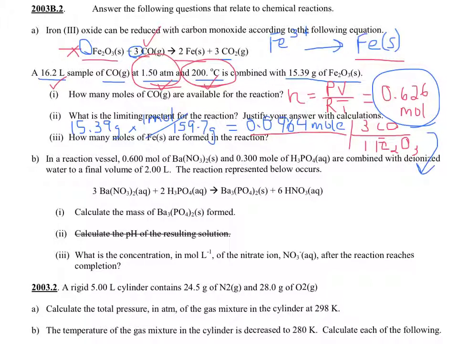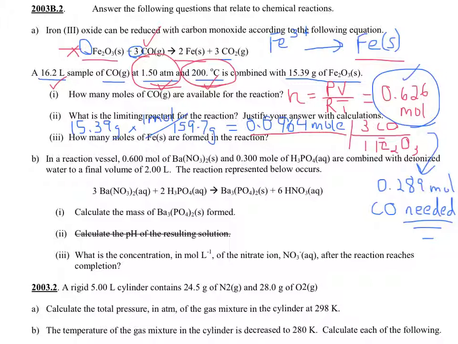And I'm running out of room. When we plug those numbers, we get 0.289 mole of carbon monoxide that is needed to react with the given amount of iron oxide that we have. So we need 0.289 moles. We have far more than that. We have 0.626 moles. So the carbon monoxide must be in excess. That means the iron 3 oxide is the limiting reactant.